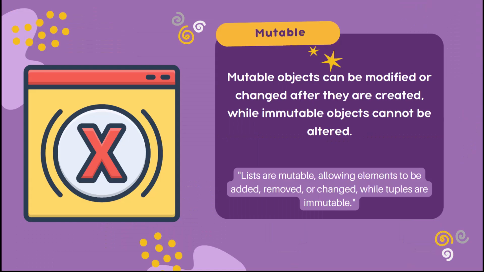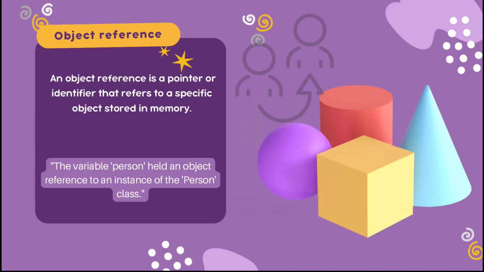Mutable. Mutable objects can be modified or changed after they are created, while immutable objects cannot be altered. Example: lists are mutable, allowing elements to be added, removed, or changed, while tuples are immutable. Object reference. An object reference is a pointer or identifier that refers to a specific object stored in memory. Example: the variable person held an object reference to an instance of the Person class.